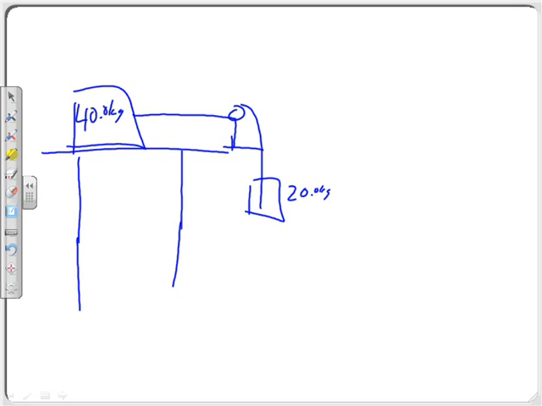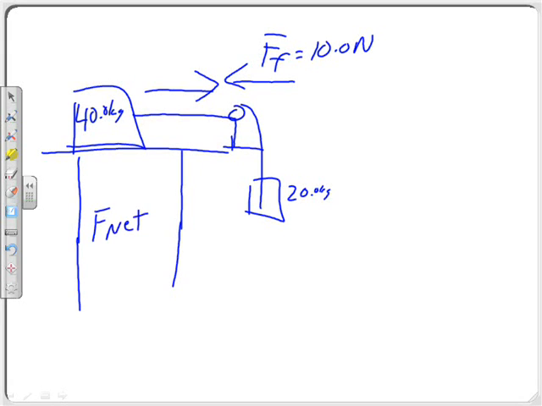Now we know that when this is released, the 40 kilogram mass is going to move in this direction. But there's also some friction. Friction always acts opposite of motion. And in this case, the force of friction, we'll call that Ff, it's 10 newtons. Now we also know that to find acceleration, F net equals ma, which means that acceleration equals F net over m. So we need a net force. The 10 newtons is not a net force.